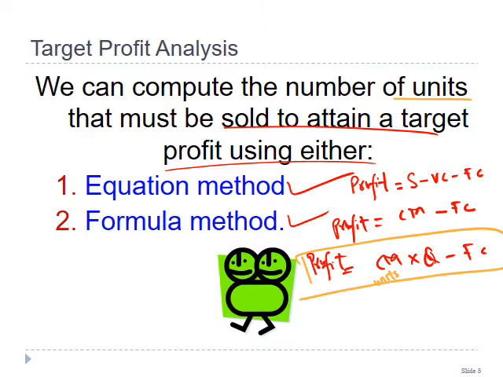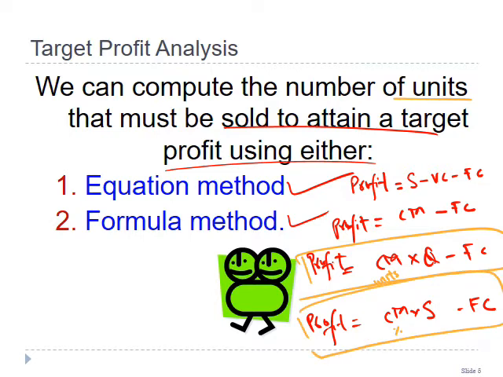What if we have CM in ratio? We discussed that it is CM ratio multiplied by sales minus fixed cost. In this case, this is in percentage form, right? The equation method is the same, we just use the formula. This is the equation, which is solved for the quantity. In the formula method, you just rewrite the equation with respect to this quantity and you can find the formula. So we're just going to explore that in our coming slides.